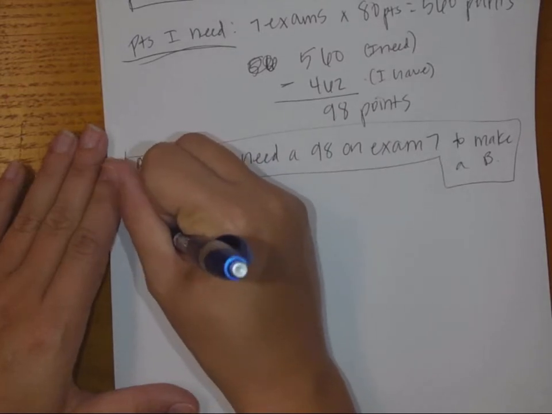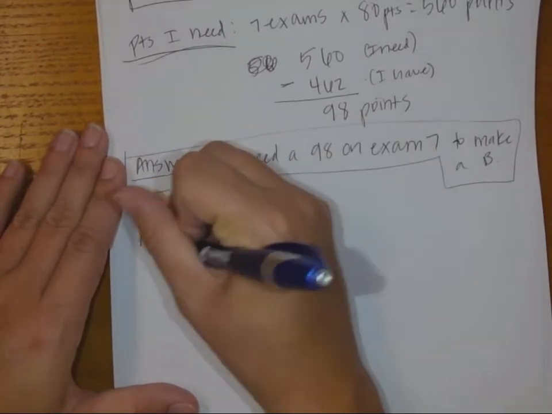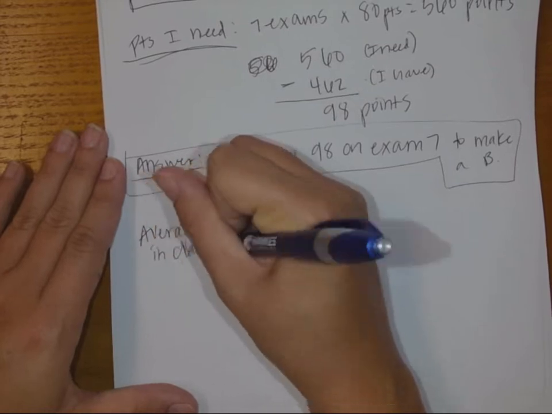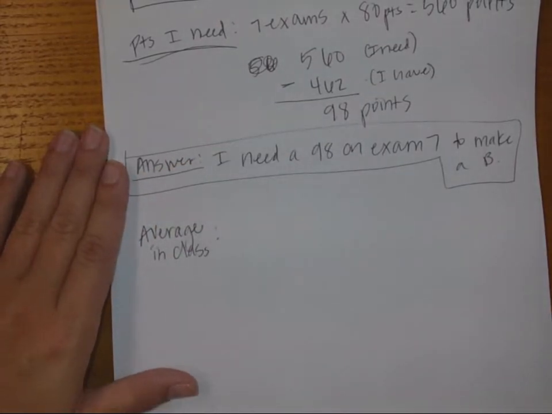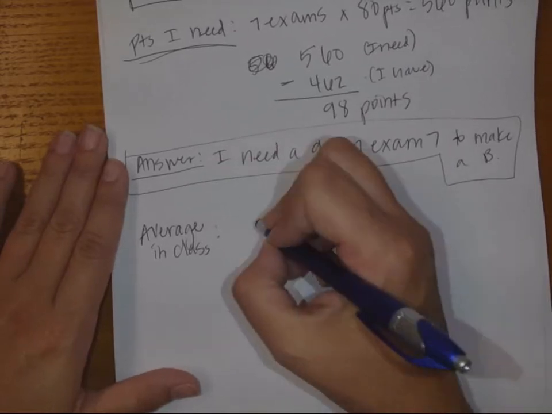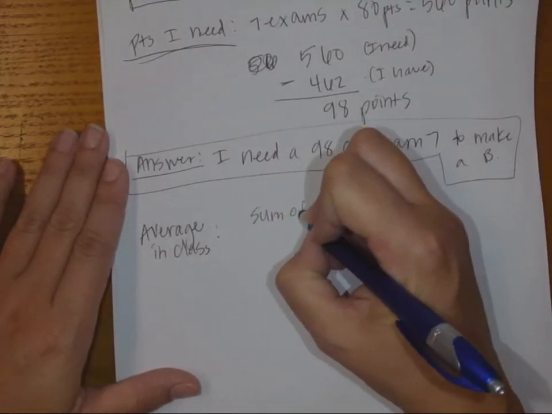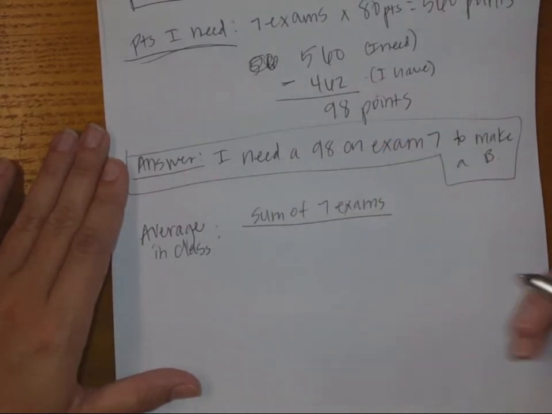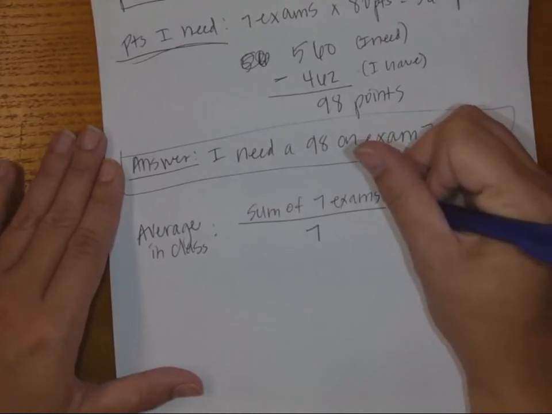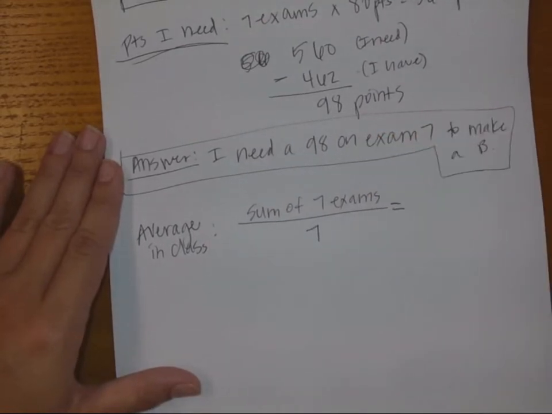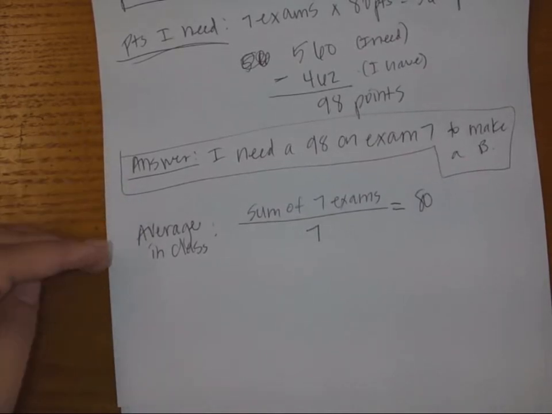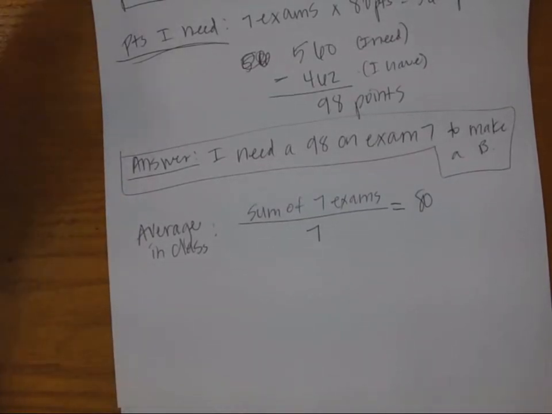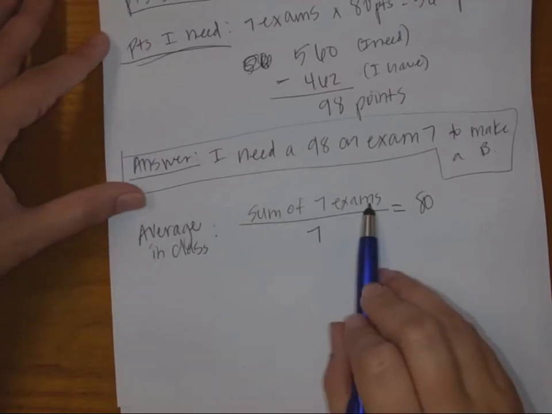Okay, so my total average in the class. How many exams are there in the class? There are 7 total exams. So my average would be the sum of 7 exams divided by how many exams there are, 7, and I need that to equal a B. So we're going to put 80. It could be higher, but 80 is the lowest I need to make to have a B in the class.